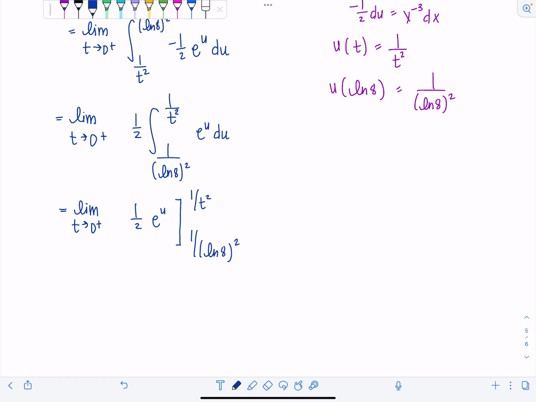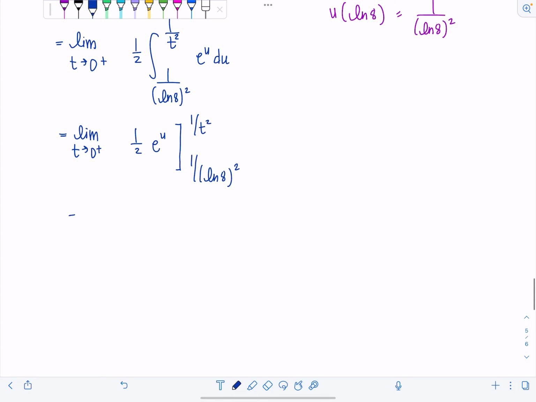Beautiful. Keep the 1/2 out while evaluating this limit. It's just going to make life easier. So we've got the limit as t approaches 0 from the right of 1/2 times e raised to the 1 over t squared minus e raised to the 1 over ln of 8 squared.